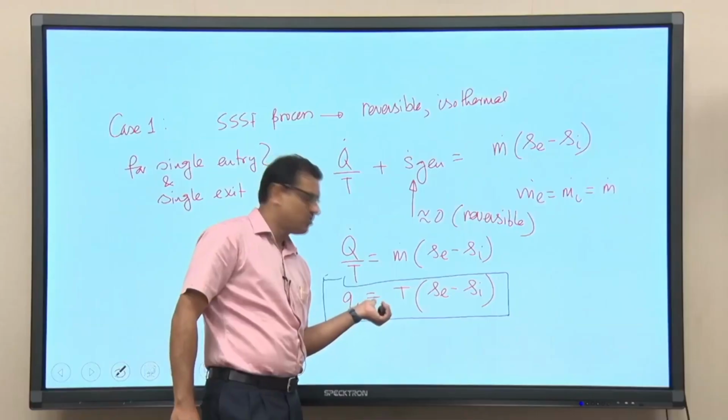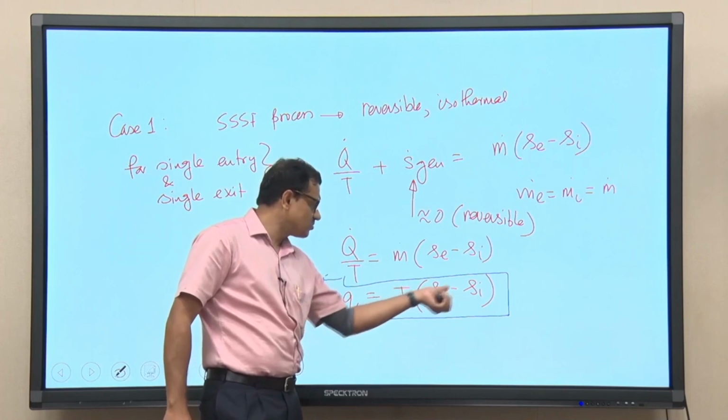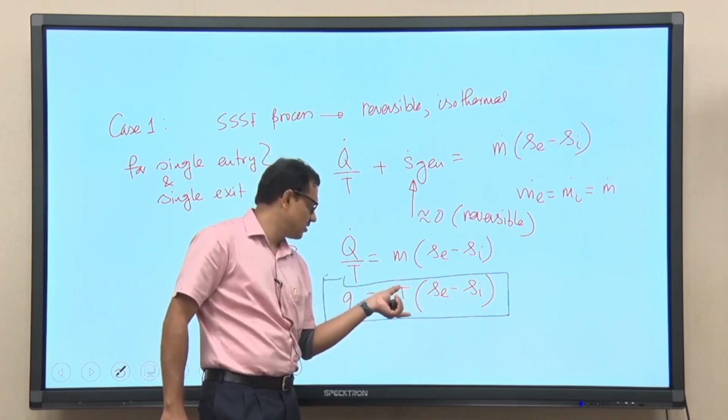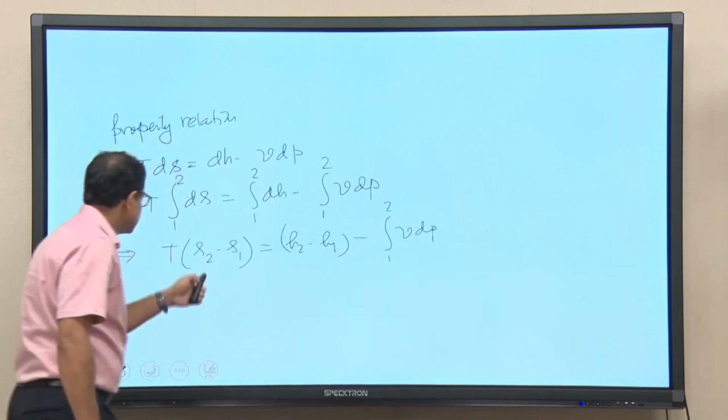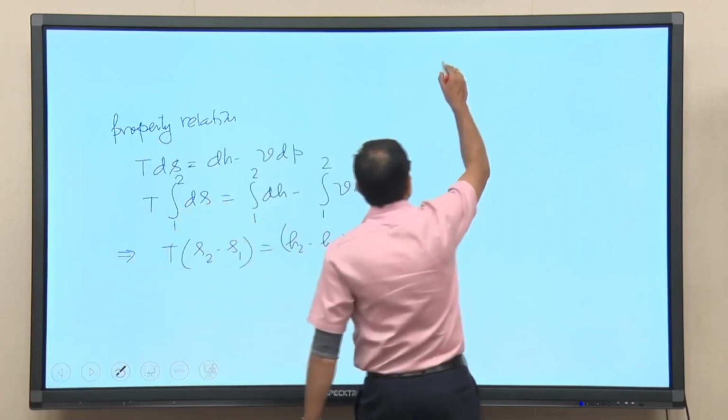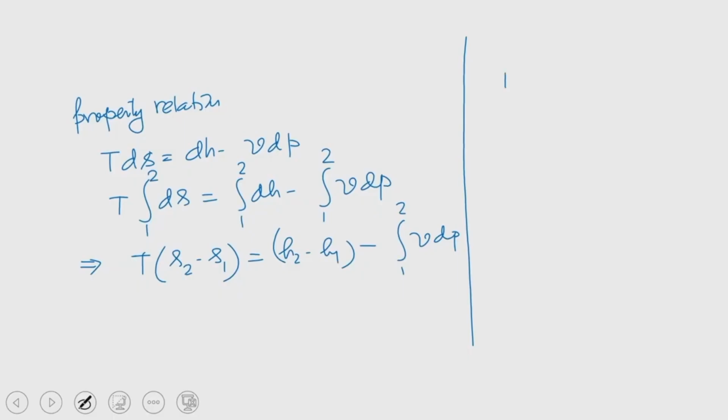What is T (S2 minus S1)? That is Q1 to 2 or Q. So, this is the generic expression we could establish. We can write that T (S2 minus S1) is nothing but Q. What about the first law?